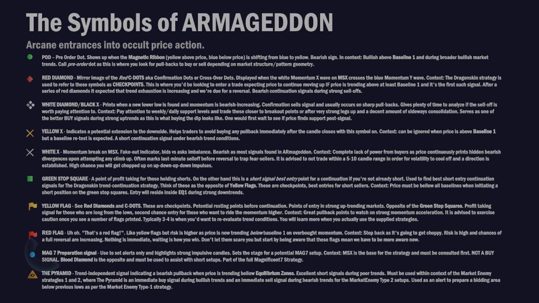Called pre-order dot, as this is where you look for pullbacks to buy or sell depending on market structure or pattern geometry. So it says it's a bearish sign, but oftentimes it's kind of a buy the dip kind of situation when you're ranging or trending upwards. If you're in a strong downtrend, if you're in a strong bearish market, then it's a different story. Again, all of these symbols need to have the greater context of what's happening in the market taken into account. If you didn't, then people would be able to create buy-sell indicators, but it's not that simple.